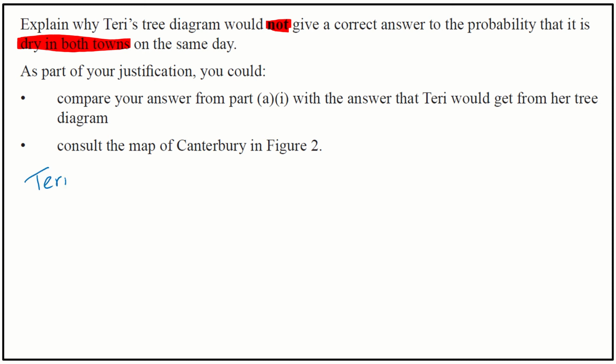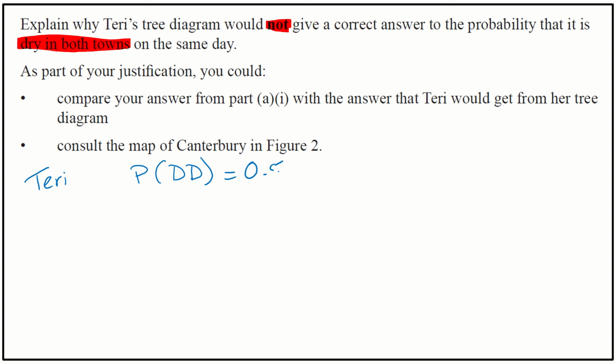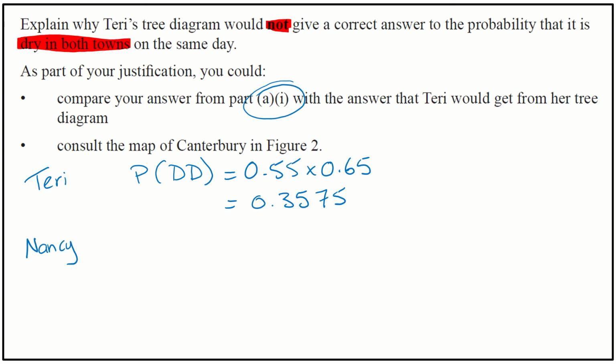So for Terry, the probability of dry in both towns is 0.55 times 0.65, and that will give us a probability of 0.3575. Okay. If, however, we go back to what Nancy said, back in A part 1, Nancy's diagram had the probability of being dry in both towns as 0.484.